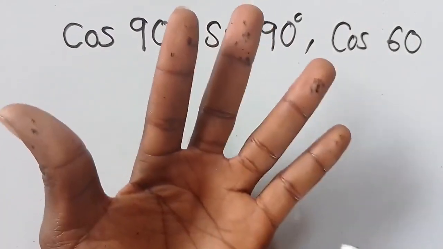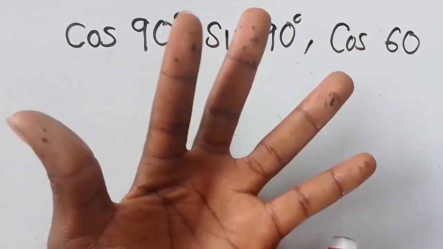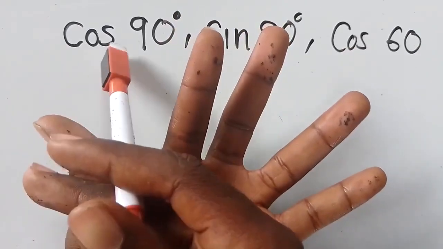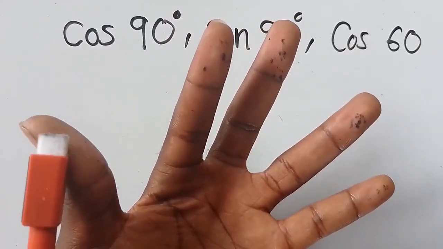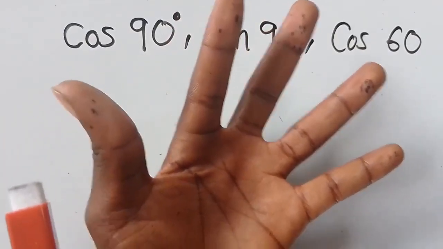So this is my left hand. So you do this, cos 90. So 90 is here. Then I told you that for cos, we need to be going this side. Have you seen? You get your finger like this.